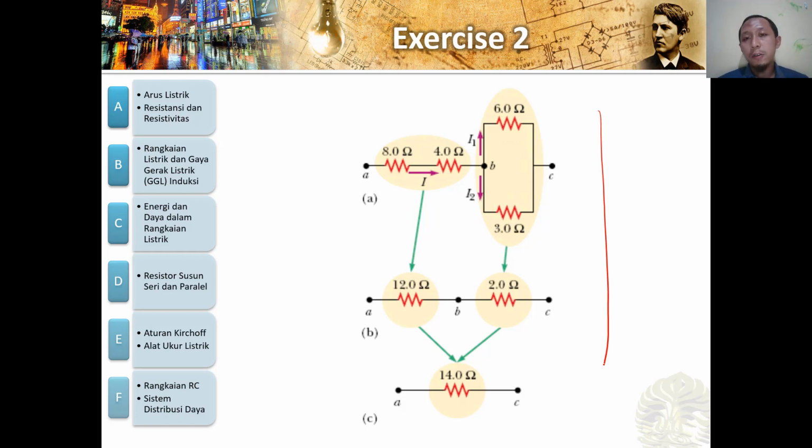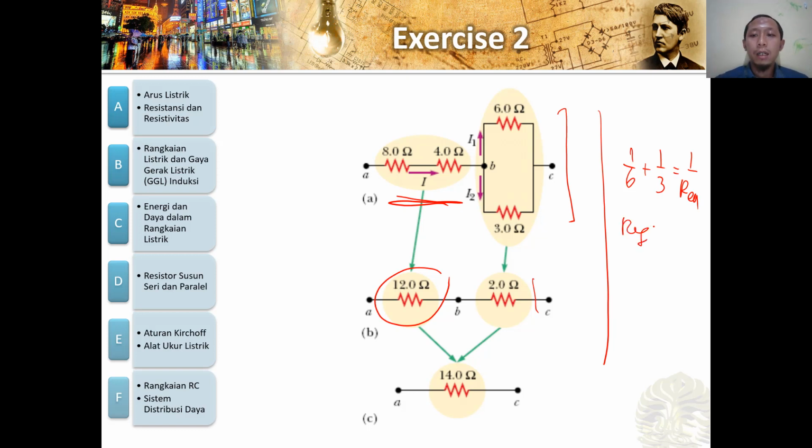How to determine the equivalent resistance of this exercise. First, we can start from the series component. So 8 plus 4 is 12. And then for the parallel here, 1 per 6 plus 1 per 3 is equal to 1 per R equivalent. So we can say that R equivalent for the parallel is 2 ohm. So this is the simplest series, and we can get this 14 ohm.